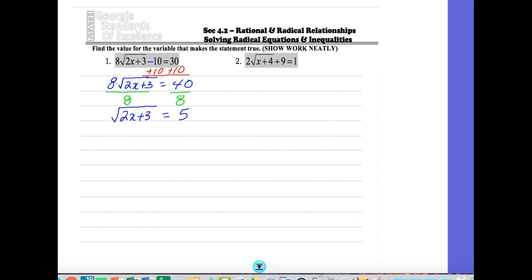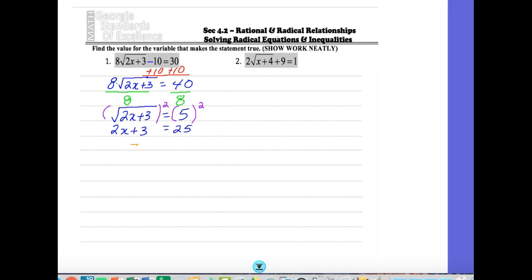Now we're at least to the square root. To undo a square root, we square it. So we're going to square both sides of the equation. And we're going to be left with 2x plus 3, and that's going to equal 25. Notice now here on the left, there's no more root. We can now work and get to the x.